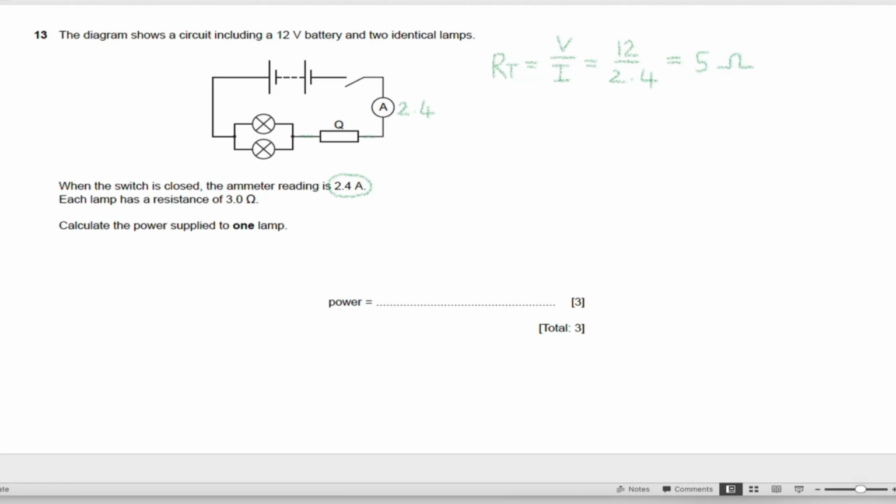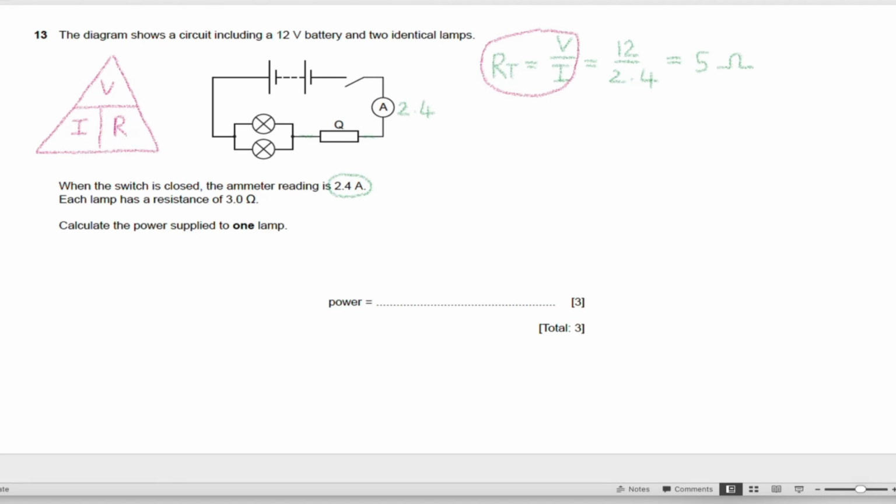Let's quickly recap. How do I get this formula over here? Remember this triangle that we've learned about previously. I'm going to draw it over here. This is your voltage, this is your current, and this is your resistance. If you want to work out the current, you divide the voltage by the resistance. If you want to work out the resistance, you divide the voltage by the current. If you want to work out the voltage, you multiply the current and the resistance.